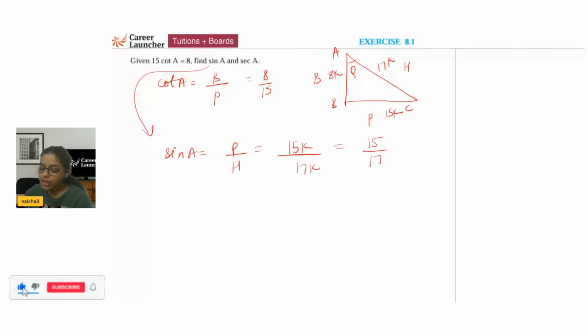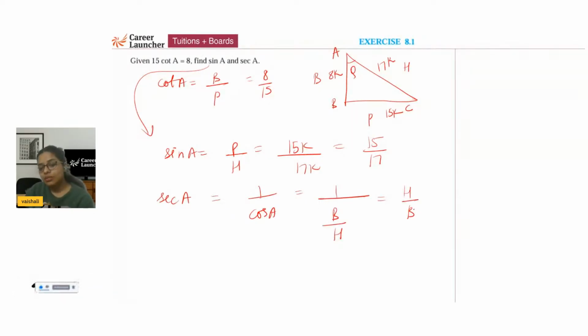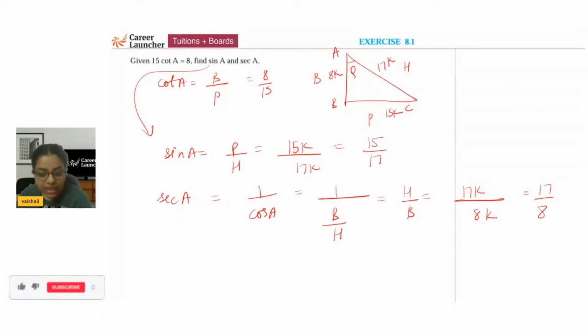And if you're looking out for the next one, which is secant A. Secant A is what? 1 by cos A, and what is cos? Base upon hypotenuse, so secant is hypotenuse upon base. So what is the hypotenuse? It is 17k and my base is 8k. So cancelling both of them, I'm getting 17 by 8. Right? So secant is 17 by 8 and my sine is 15 by 17. And we are done with this question as well.